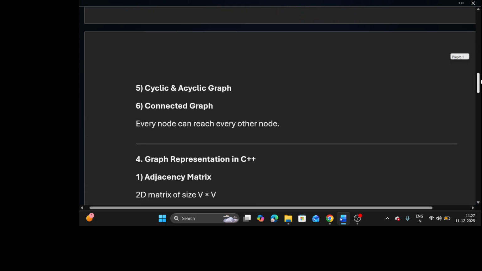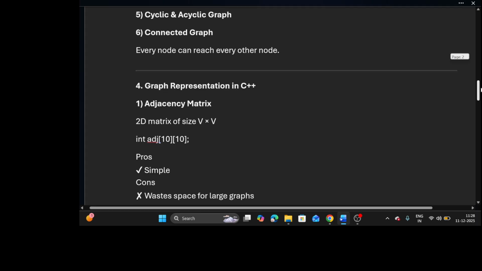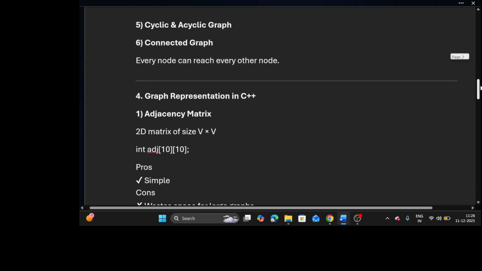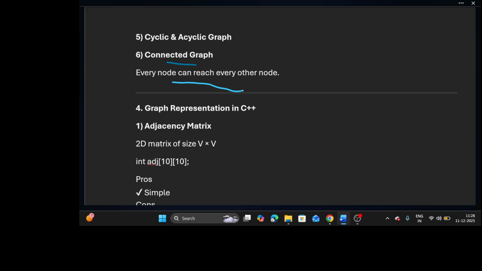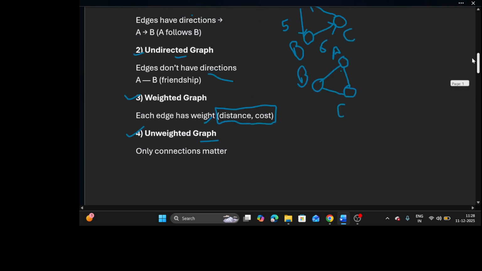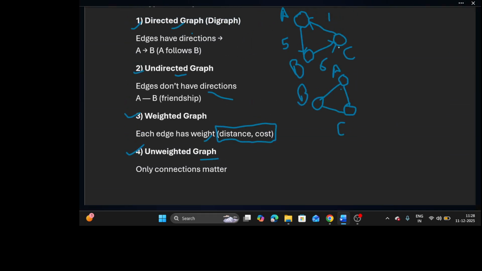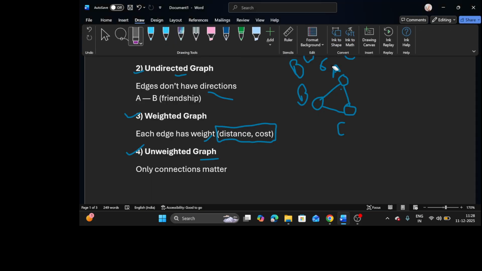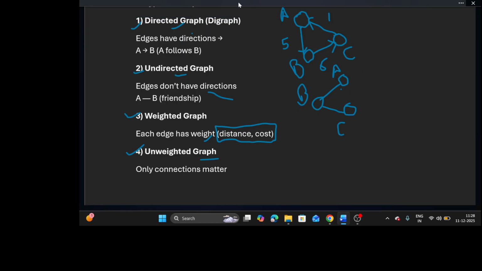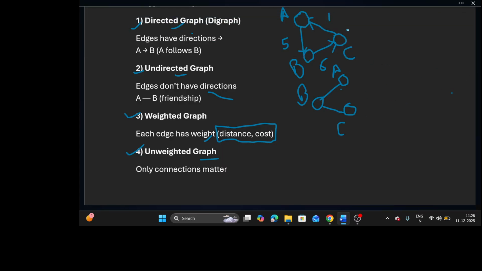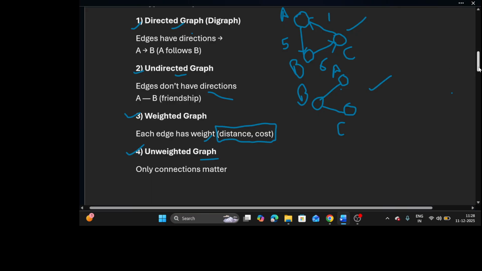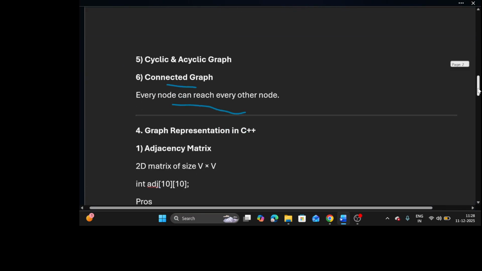Next one is cyclic and acyclic graph. A connected graph, every node can reach every other node. Cyclic graph means they follow a cycle, like this type of A, B, C, there is a cycle. And acyclic means there is no cycle. Okay, this one is an example of an acyclic graph. Cyclic graphs form a cycle. Connected graph, every node can reach every other node.